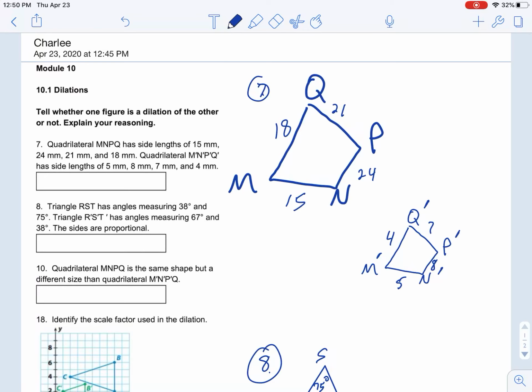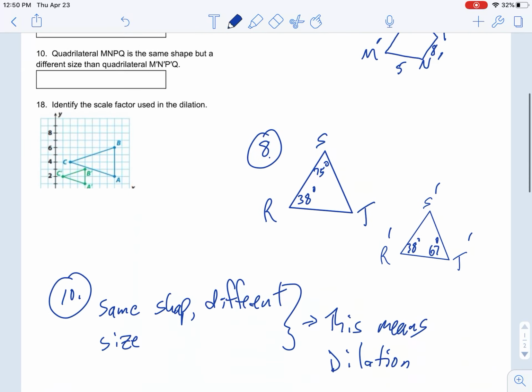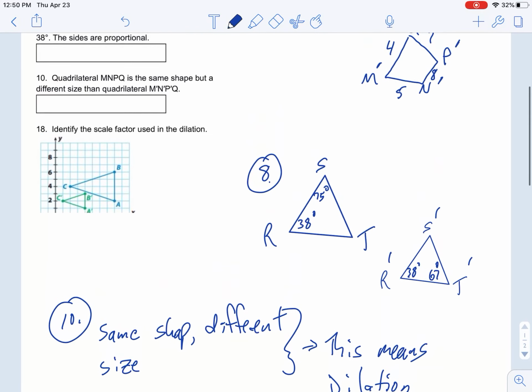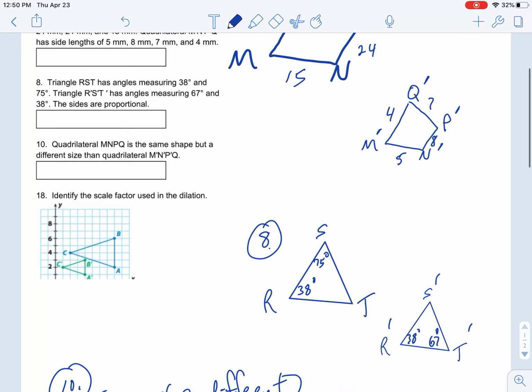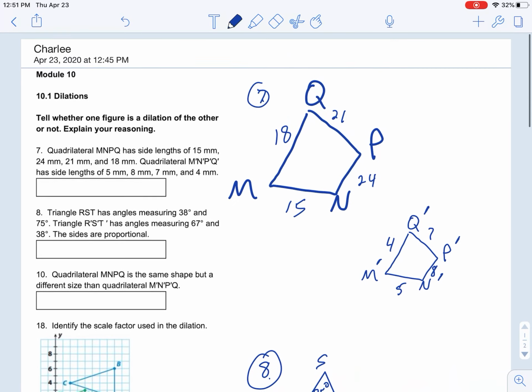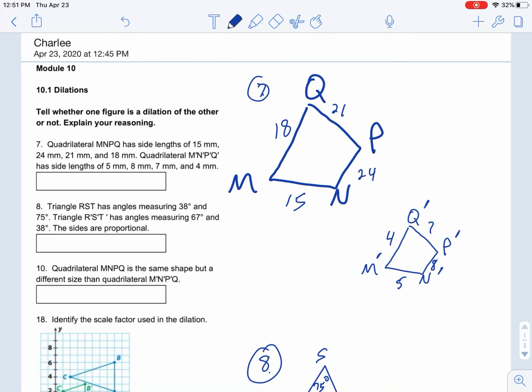What I've done is I've tried to draw out number 7 and 8, and then I'm going to talk about 10, and I think I can talk about 18 a little bit too, even though it got a bit cut off. So again, a dilation is where you have two shapes. One of them is technically called the pre-image, the other one is called the image. You can think of it as like a before and after.